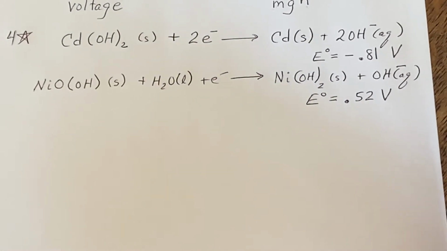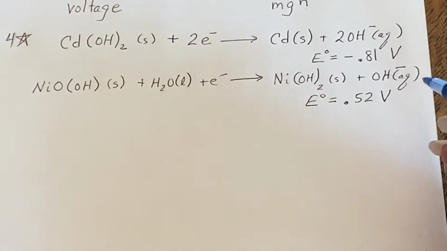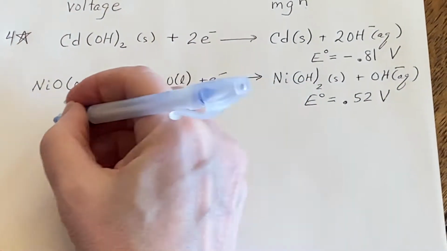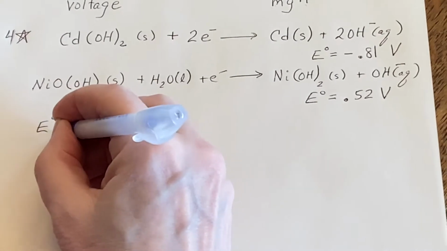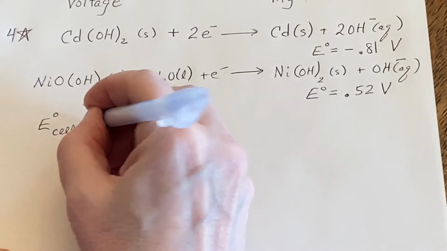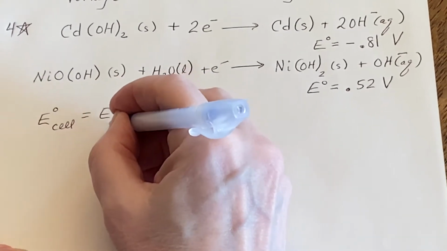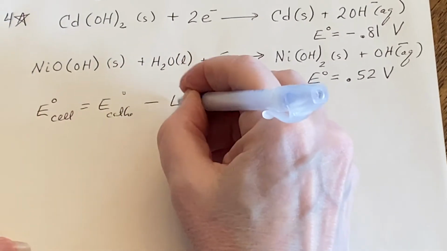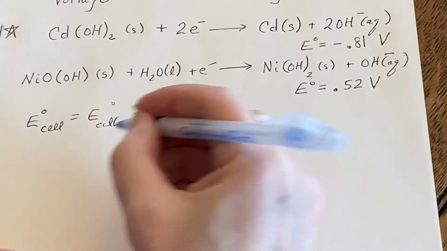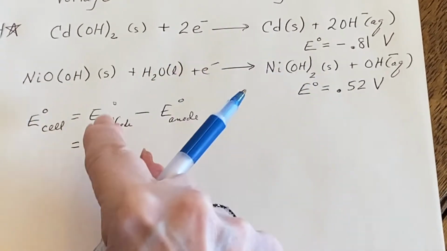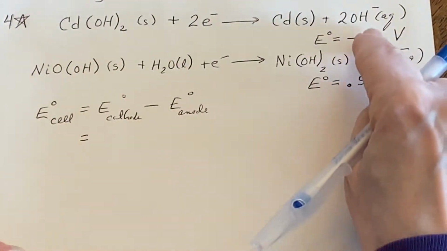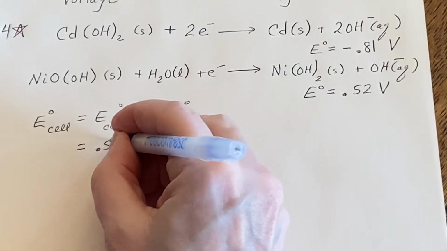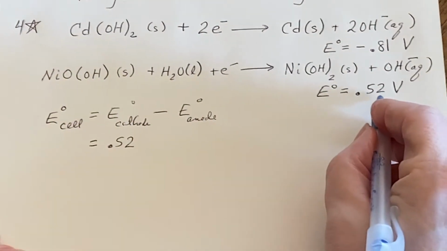Well, this makes me have to think about how this is going to work. I know for the cell, it should be the one for the cathode minus the one for the anode. The way that I did this is I picked for the cathode the one that was more positive. Well, that would be this one, the 0.52. This one goes with the cathode.